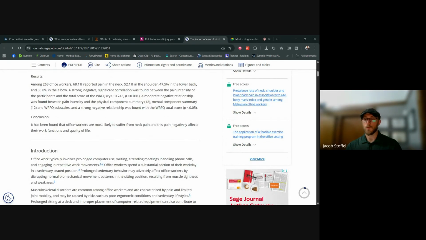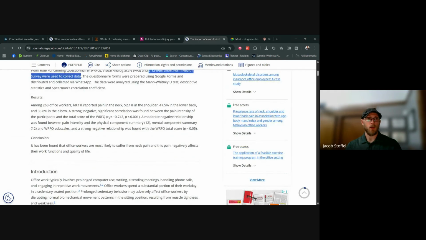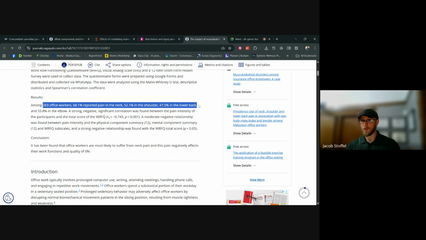So what were those results from the questionnaires? Among the 263 office workers, 70% reported pain in the neck, 50% in the shoulder, and almost 50% in the low back.